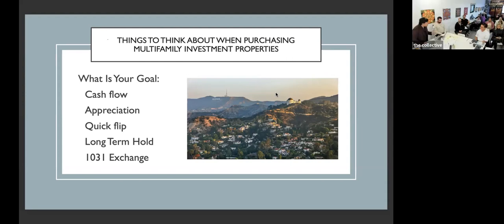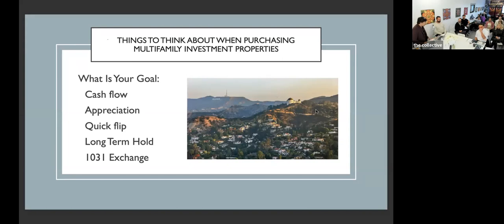Do you want cash flow? Do you want appreciation? Do you want a quick flip? Are you looking for a long-term hold? Or are you hoping to eventually do a 1031 exchange into something bigger? Those end goals are really important when you're starting to look, because your end goal will determine what your strategy is in dealing with this property.